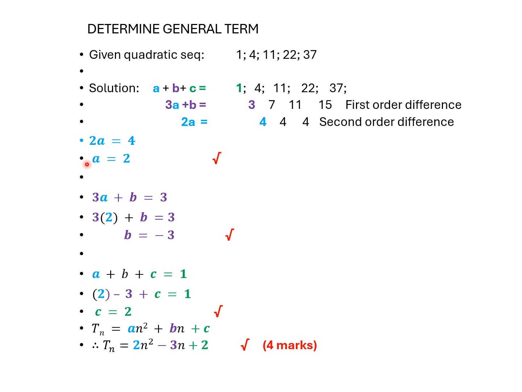So there, 2a equals 4. Always divide by whatever's in front of a. So 2a divided by 2 gives me a, and 4 divided by 2 gives me 2. One mark for correctly getting a.